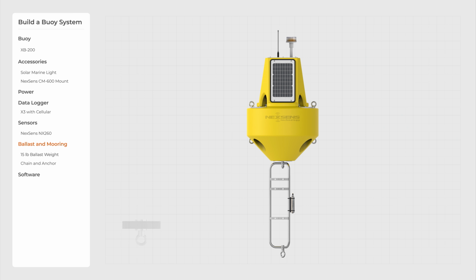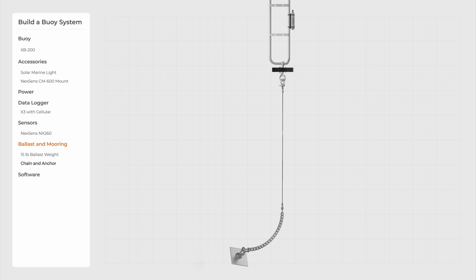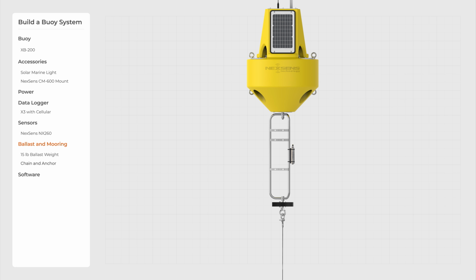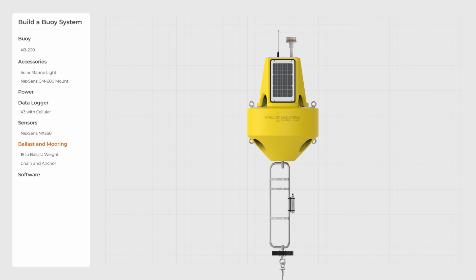A minimum ballast weight of 15 pounds is recommended for the XB-200, and we'll need a chain and an anchor for mooring. Most buoys are deployed with either a catenary or inverted catenary, that's an S-shape mooring, depending on depth. But please confirm moorings with a marine engineer.